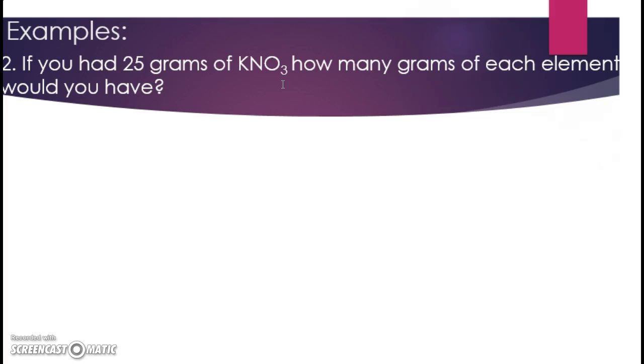Alright, so once we go ahead and do that, we're going to just calculate those out. So our final answer here for potassium would be 0.387 times 25, which is 9.68. So you have 9.68 grams.